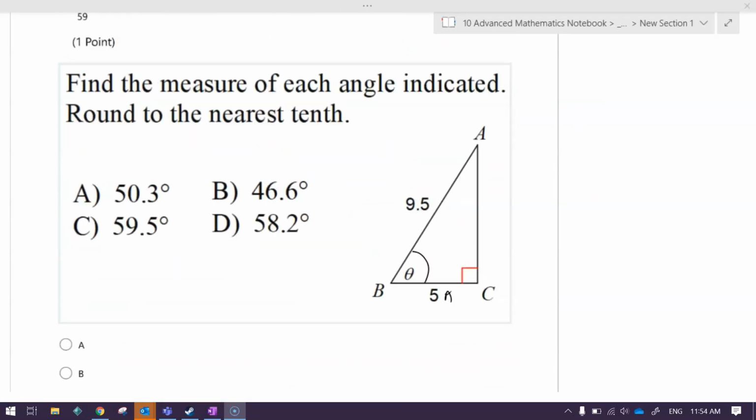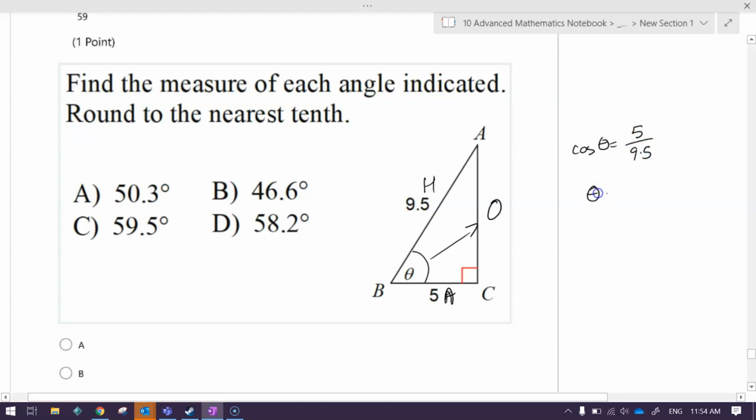Find the measure of the angle indicated. Round your answer to the nearest tenth. We're going to do the same thing we always do. We label our sides: adjacent, hypotenuse, and opposite. And we can see from this, adjacent and hypotenuse, we need cosine. So I've got cosine of theta equals the adjacent side 5 divided by the hypotenuse 9.5.